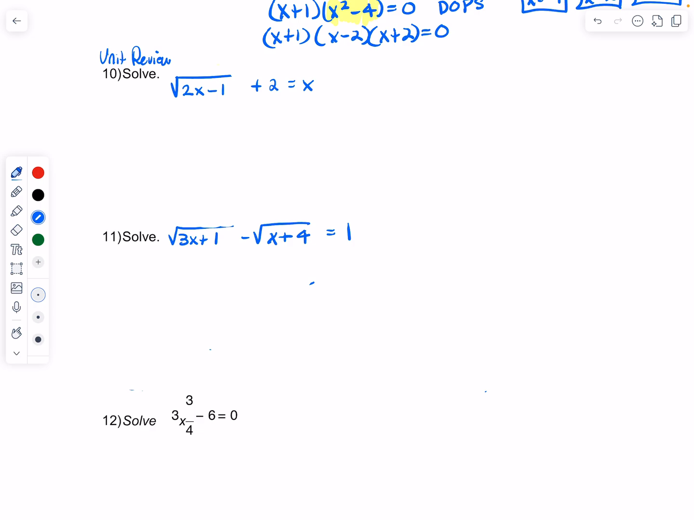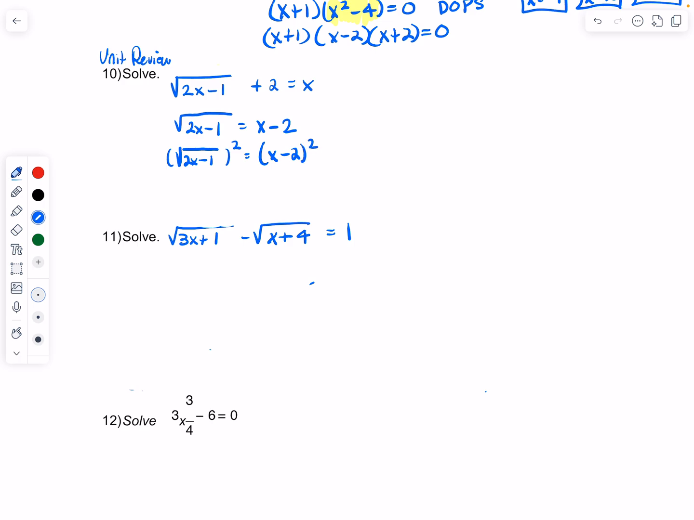Okay? So the question is supposed to read, solve the square root of 2x minus 1 plus 2 equals x. So when I have a square root, I want to isolate it. So what I'm going to do is get the square root of 2x minus 1 by itself, and I'm going to move the plus 2 over the other side. So the other side should be x minus 2. Now, to get rid of a square root, I have to square it. And what I do to one side, I have to do to the other.